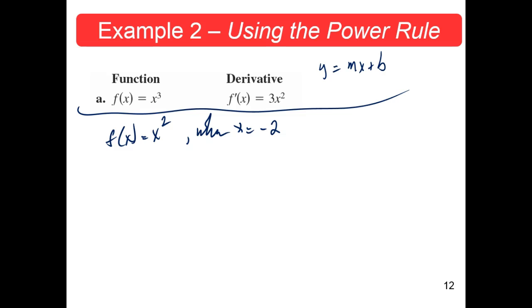Not yet. No, you're close. What do you have to do first? What gives you the slope of a tangent line? Yes, the derivative.